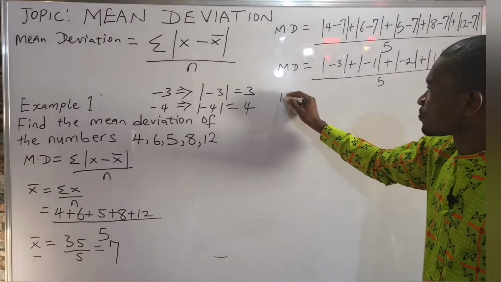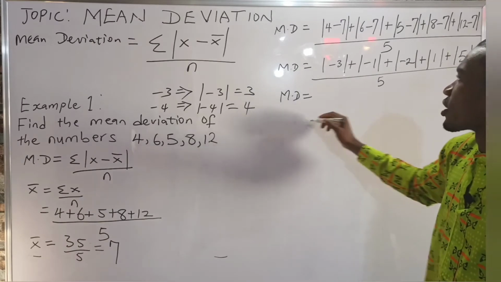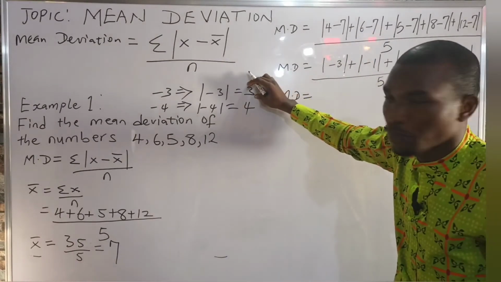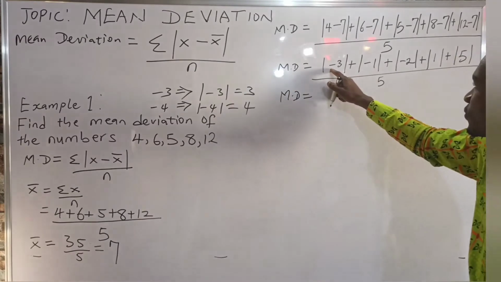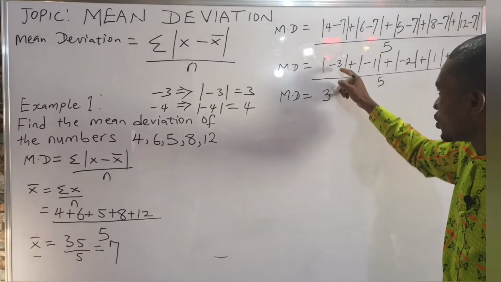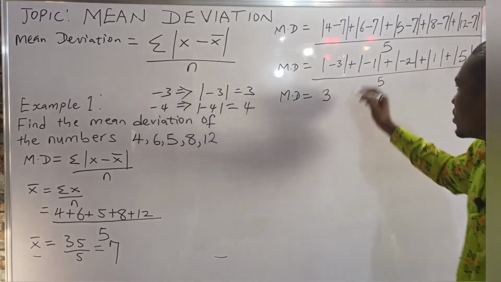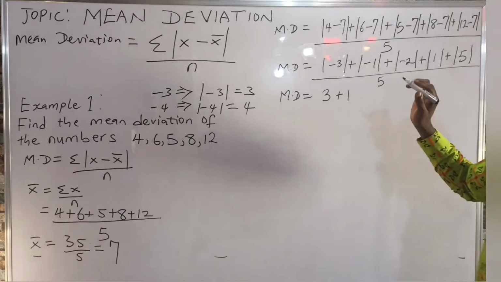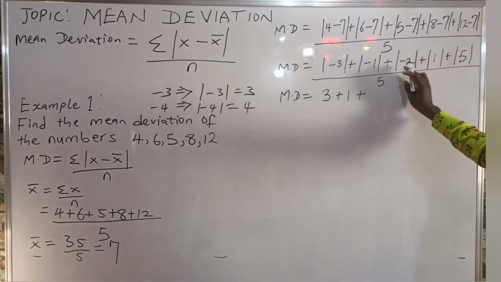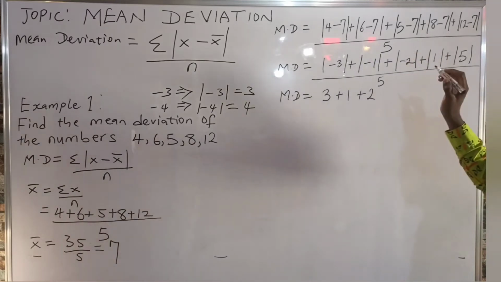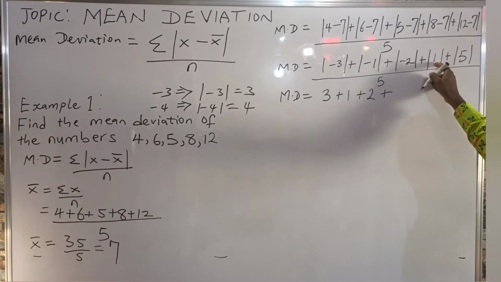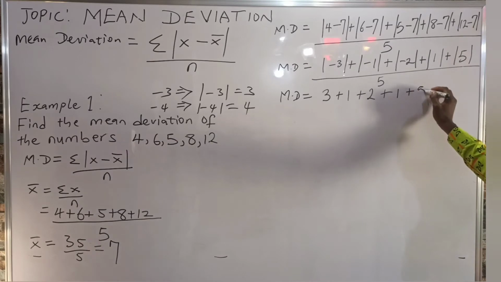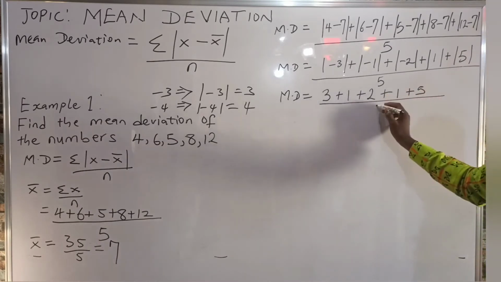So our mean deviation will now be equal to, remember I said prior that the absolute value of any negative value is exactly the positive value of that number. So the absolute value of negative 3 is just the positive value of 3, which is just 3. Then plus the absolute value of negative 1, which is 1, plus the absolute value of negative 2, which is 2. Then plus the absolute value of 1, which is still 1, plus the absolute value of 5, which is still 5. Then all over, we already have 5.